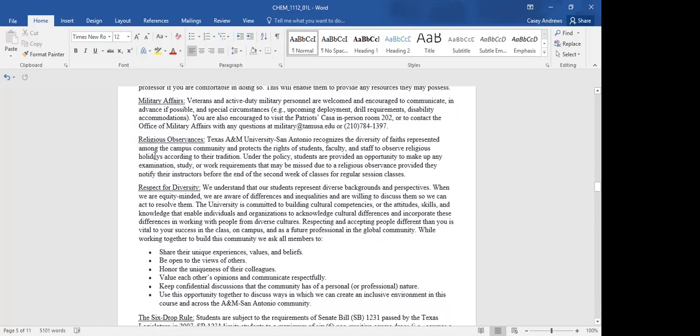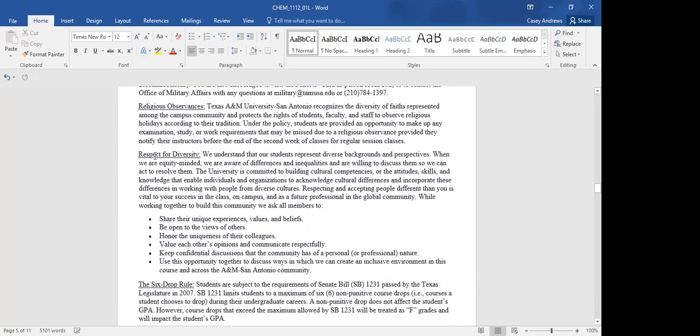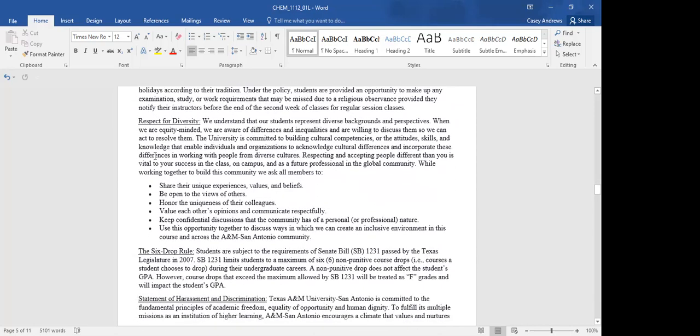For religious holidays, you are allowed to miss our work for those, and you'll just be given makeup assignments, or in this case, you'll be given data to make up. And here at Texas A&M San Antonio, we respect diversity. We respect students having diverse backgrounds and perspectives. So that just goes along with what I was talking about, being respectful and adult towards everybody.